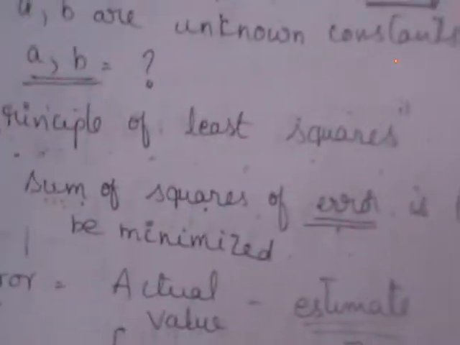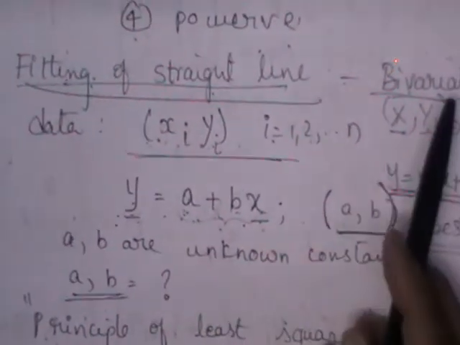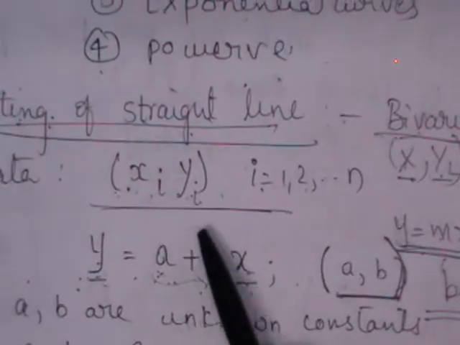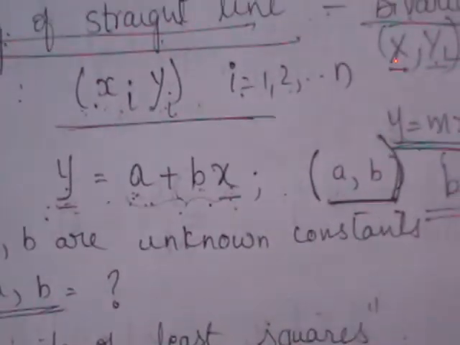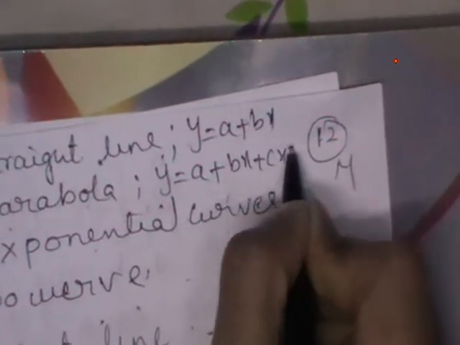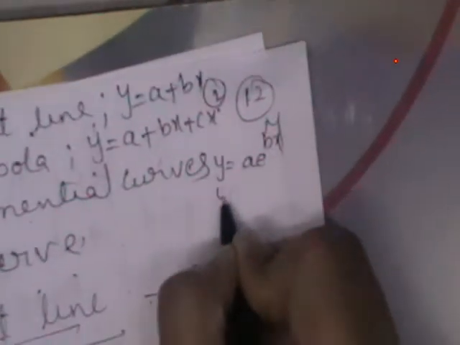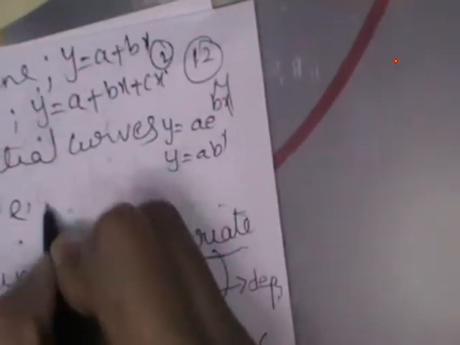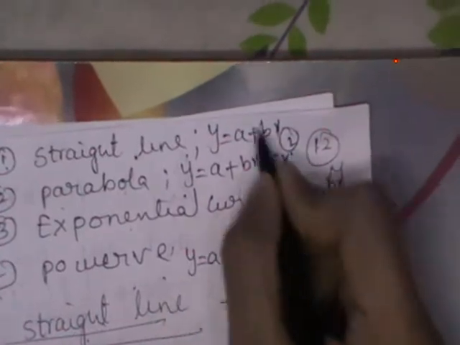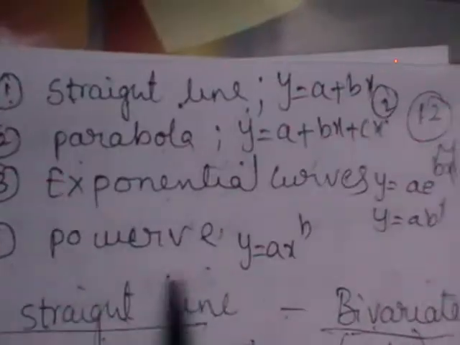Let us start with fitting of a straight line. All this deals with bivariate data. Let xi, yi be the bivariate data, and let the curve to be fitted, if it is a straight line, be y is equal to a plus bx. Parabola means y is equal to a plus bx plus cx square, a second degree equation. Exponential means y is equal to a e power bx, or y is equal to a b power x. Power curve is y is equal to a x power b. These are the different forms you should know by heart: straight line, parabola, exponential curve and power curve.